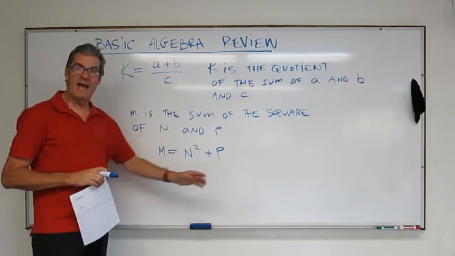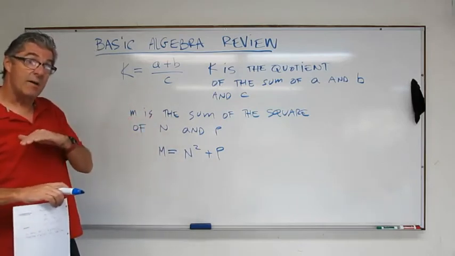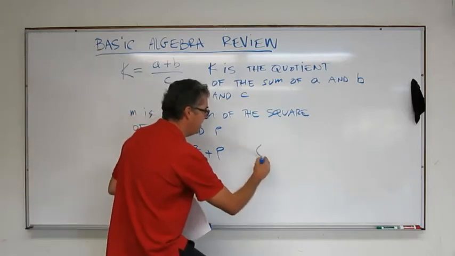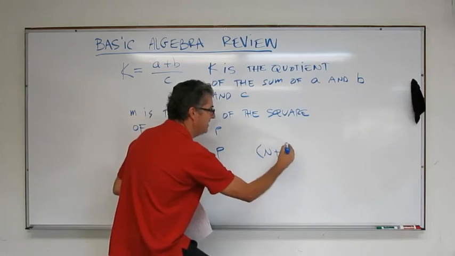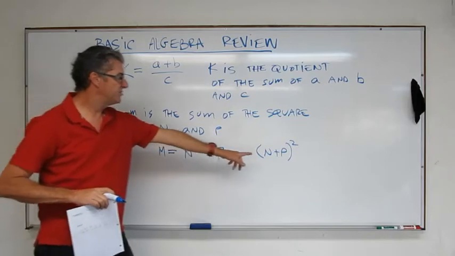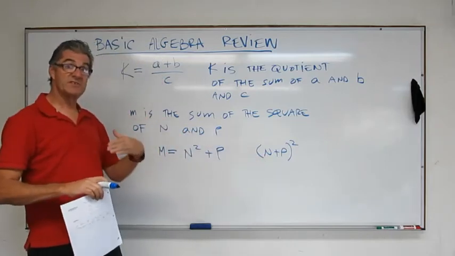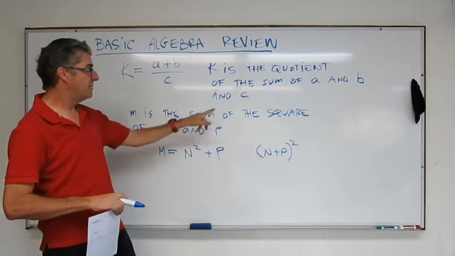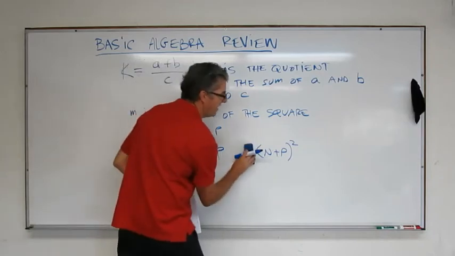Okay? And it's not the square of the sum. So you might be tempted to write N plus P squared, but that's not correct. Because for this to be true, it would have to be the square of the sum. But we're not doing that, we're doing the sum of the square. So this is not correct.